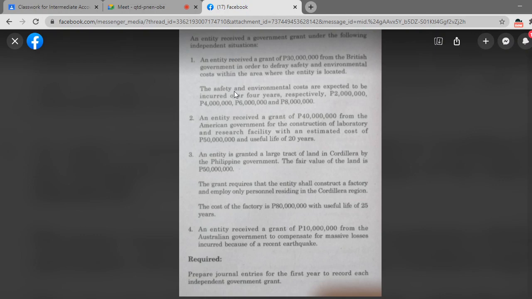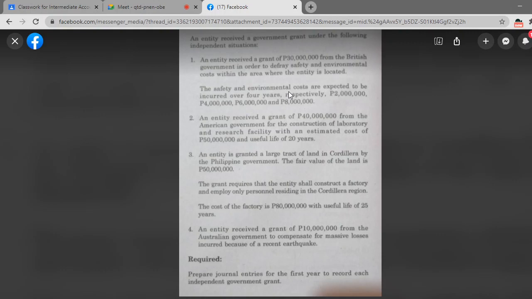Alright, so let's prepare journal entries for the following grants. An entity received a grant of 30 million from the British government. So this has something to do with, ang condition niya dito is dapat meron tayong safety and environmental activities na gagawin within the area. So, the 30 million grant will not be considered as income unless we comply with the condition of the British government.